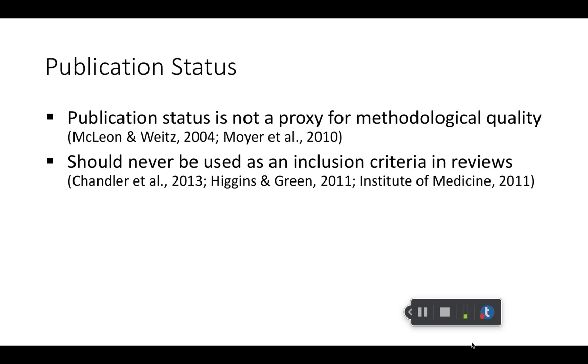So publication status, whether a study is published or not, is not a good proxy, not a good substitute for methodological quality. Whether a study is published or not does not tell us how good it was. We tend to think of the peer review process as an insurance of quality, but that's not the case at all. So publication status should never be used as an inclusion criterion in reviews of research. In other words, we should never leave out of research reviews studies that weren't published, because if we do that, we're likely to bias the results of the review.